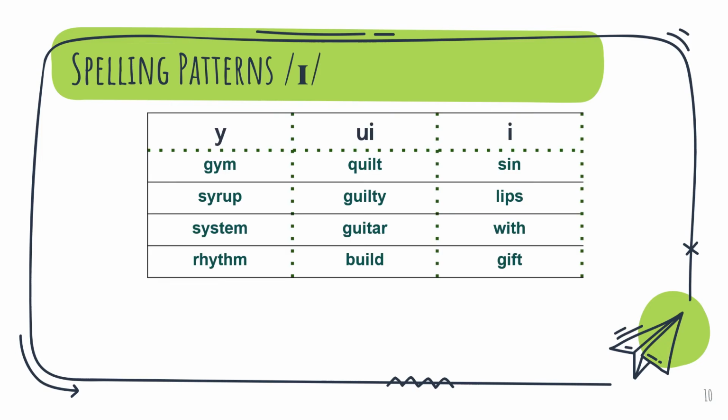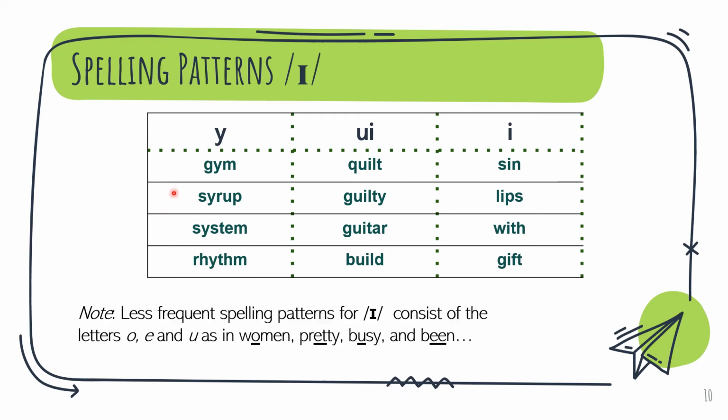Now, let's read some of the spelling patterns for the vowel sound E. Okay, so here we have, let's focus on the first section. We have gin, syrup, system, rhythm. Okay, let's go over here. Cult, guilty, guitar, build. And the last one: sin, lips, with, gift.